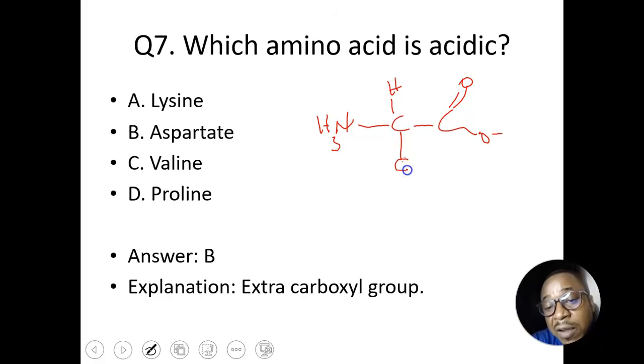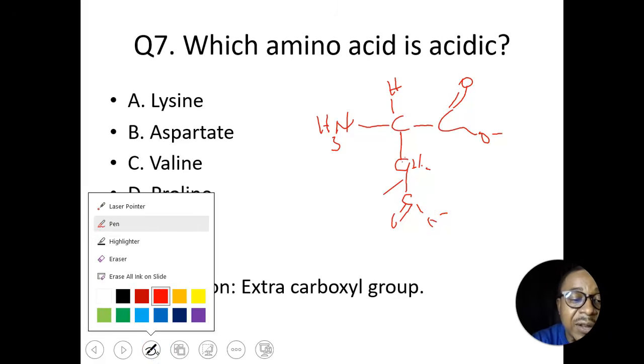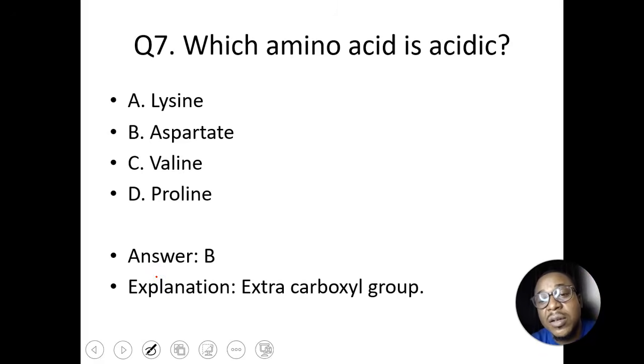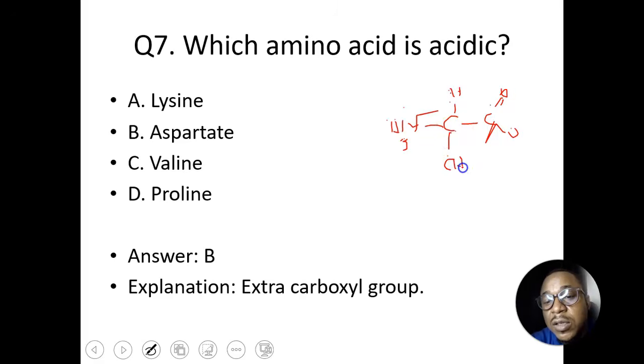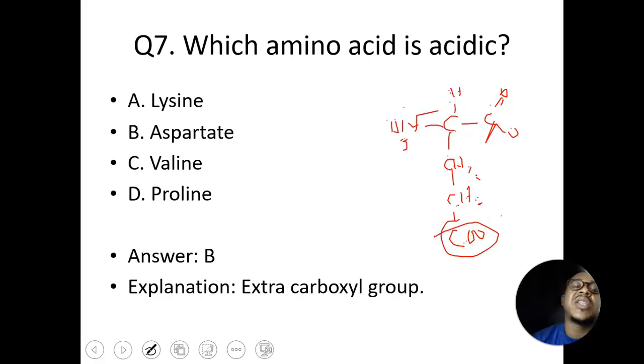For example, if I have CH2 here and add COO minus, this is aspartic acid. If I have another one here, COO minus, we have NH3, we have hydrogen here, we have CH2, CH2, COO minus. So this is glutamic acid. So glutamic acid and aspartic acid are the only two acidic amino acids. Have that in mind. So the answer is B, aspartic acid.